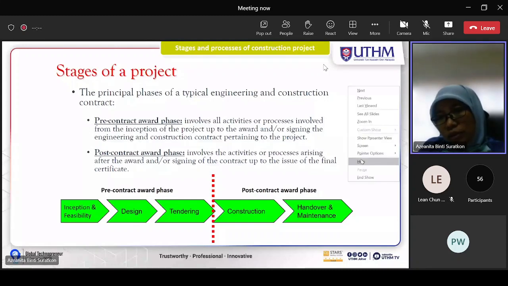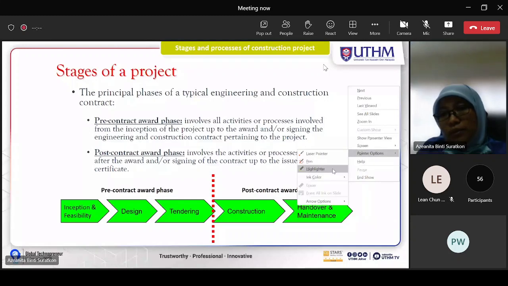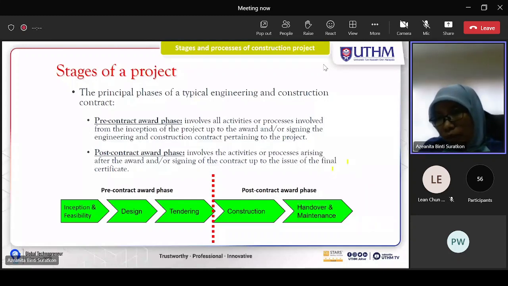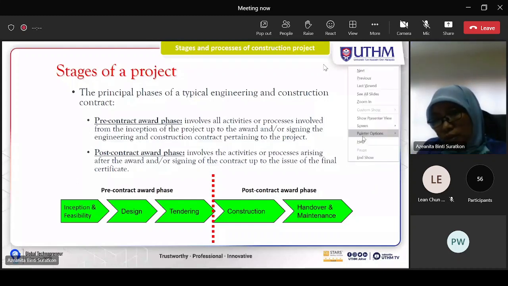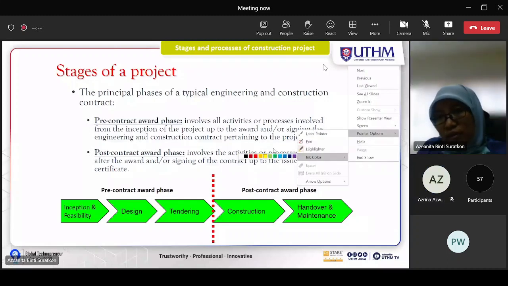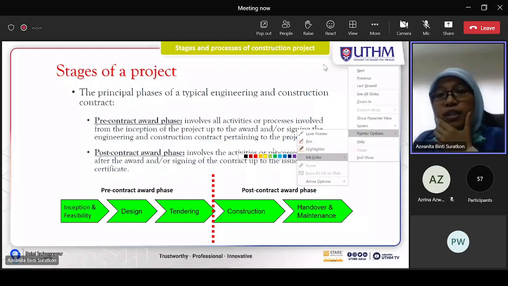Point option highlight. Okay. Can you see the yellow color? Yes, Doctor. Okay, change to red lah.